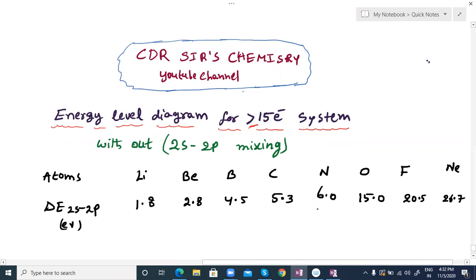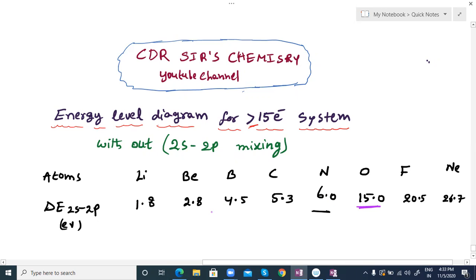Up to the nitrogen atom, the energy difference between 2s and 2p is in terms of electron volts, up to 6 electron volts. But after that, from oxygen onwards, it is 15 electron volts. So there is more energy gap between the 2s and 2p orbitals, and whenever the 2s and 2p orbitals have more gap, they can't overlap each other.